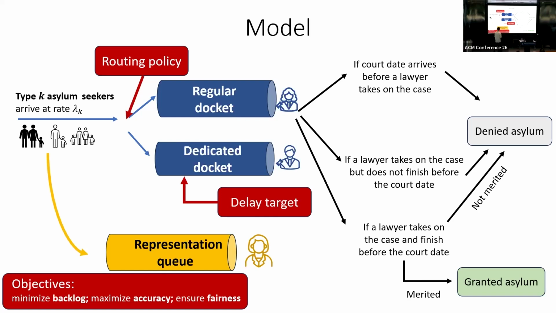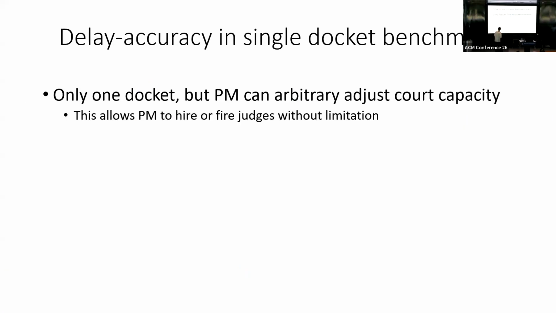Now, let's look at our model and the first two objectives. We want to both minimize the backlog and maximize the accuracy. Is it possible to achieve both of them? The answer is no. There will always be a trade-off between them. So let's look at a simple setting where there's only one docket, which is the traditional case where there's only one regular docket. But we assume the policymaker can arbitrarily hire or fire judges to make the calls faster or slower.